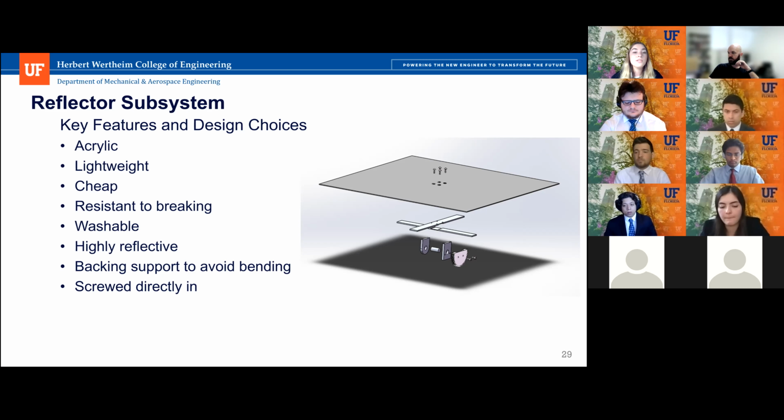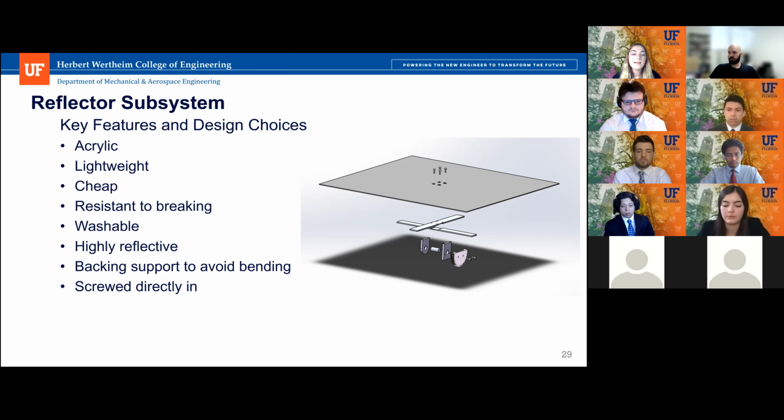Acrylic mirrors are also washable. They do not react to water, cleaning soaps, or environmental elements in a negative way, so they can easily be wiped down with soap and water. They are also highly reflective, which we have calculations on in a few slides. And although acrylic mirrors are strong in terms of their resistance to breaking, they are also very flexible, which is why we included an aluminum cross support to avoid bending. And the acrylic mirror is also screwed directly into the support and the rest of the assembly, whereas glass is harder to drill holes into without the risk of splintering or shattering.